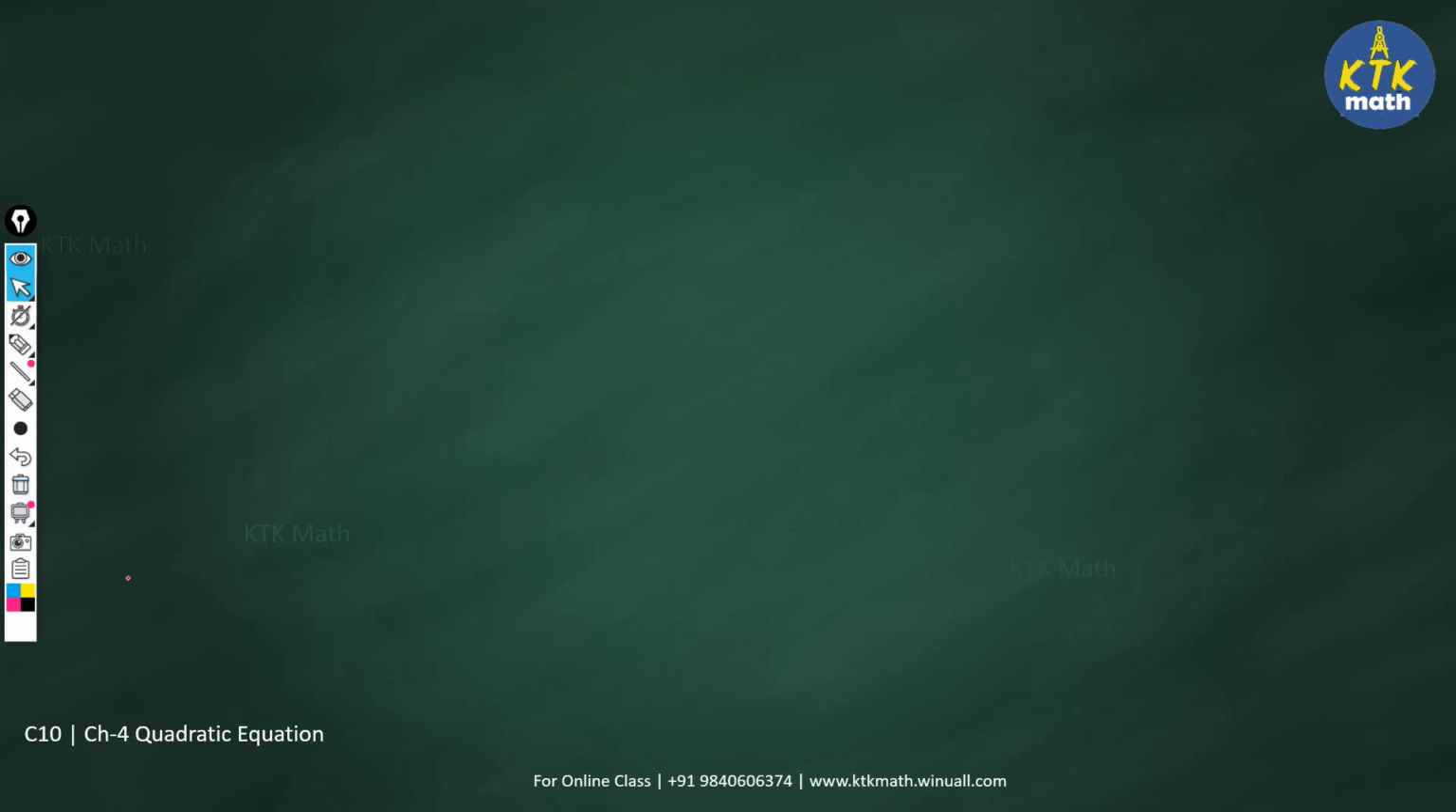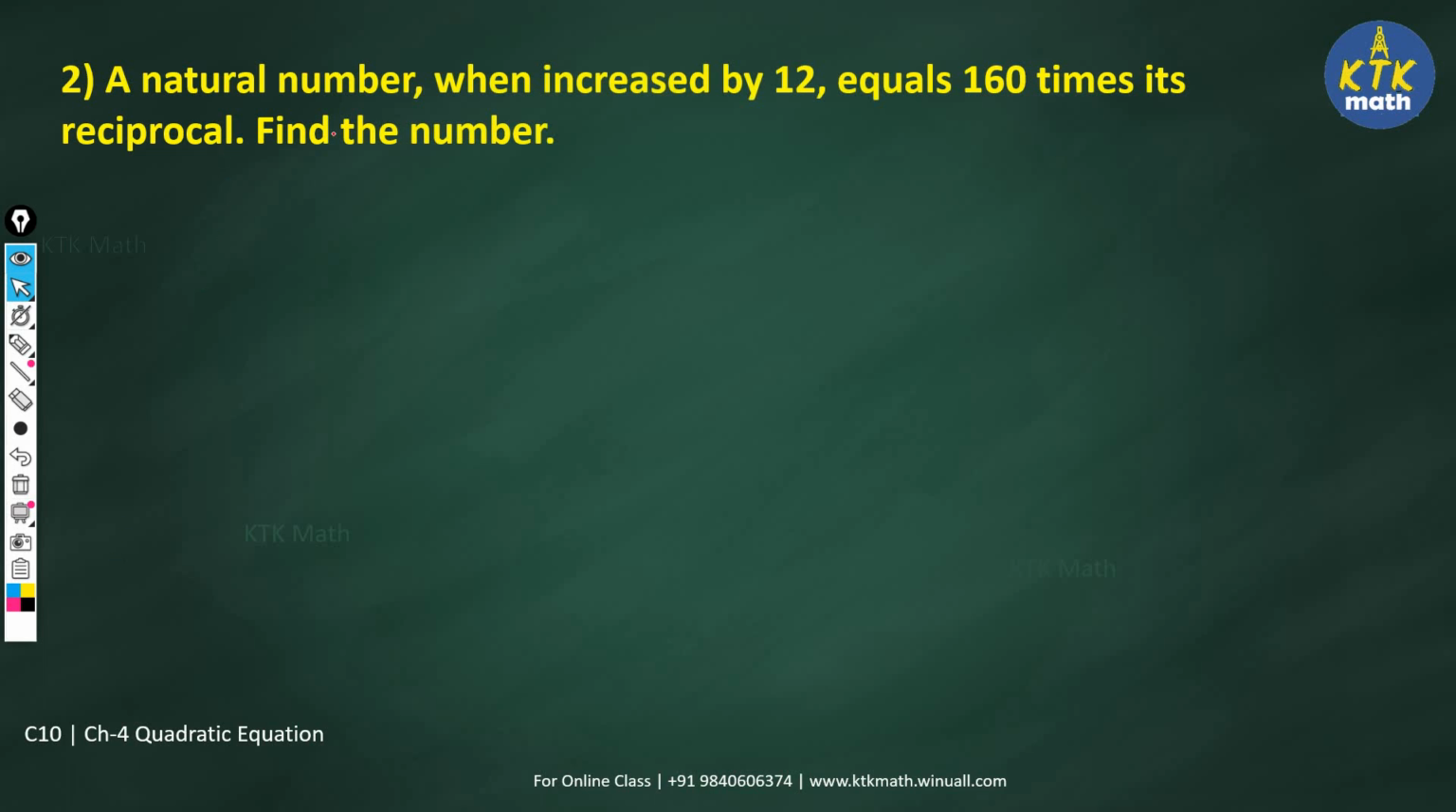Question number 2. Here we go. A natural number. Again, this question is also talking about a natural number only. A natural number, when increased by 12, equals 160 times its reciprocal. So this seems easier than the previous one, right? As usual, write: let the natural number be x. For my comfort I am using x. If you want, you can use any other variable also.